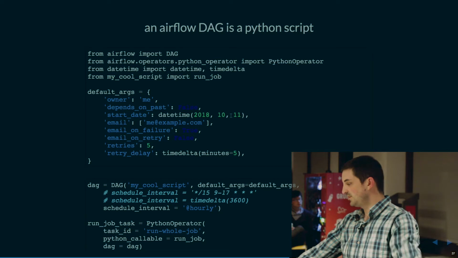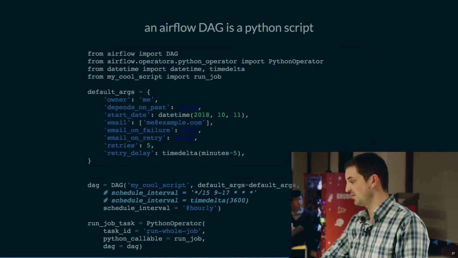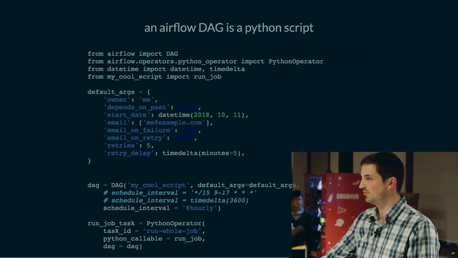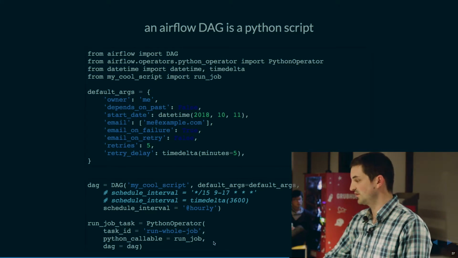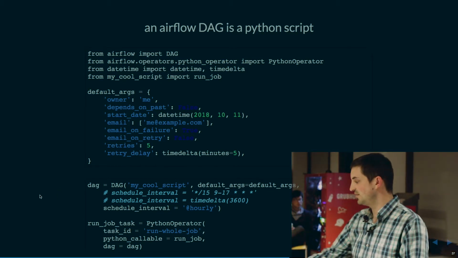Cool, so this is basically how you can run a job in Airflow. Here I just said I'm going to make the one run job DAG, and it's just going to call my run job function from my cool script that I imported. That's all it's going to do.